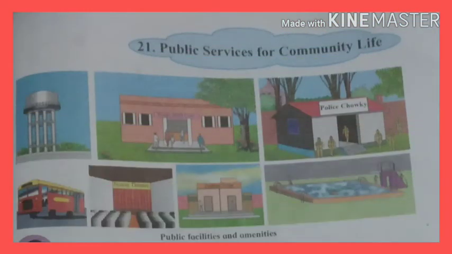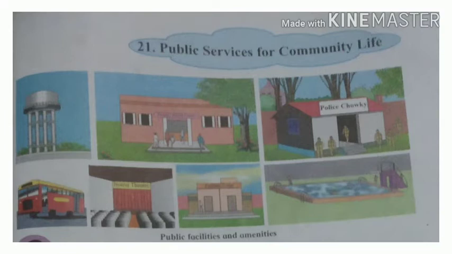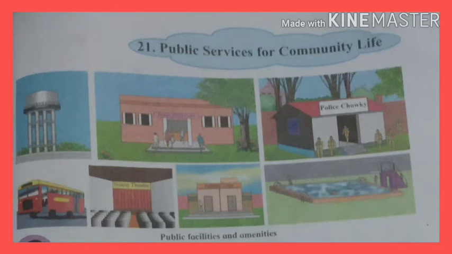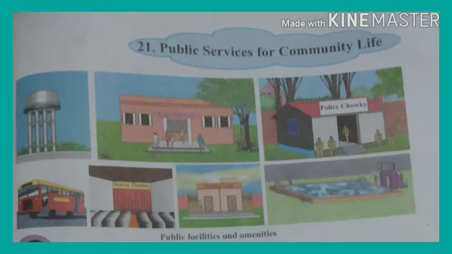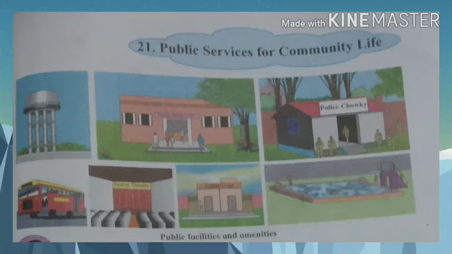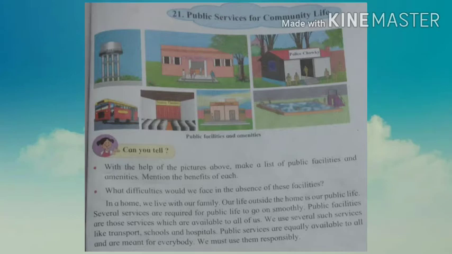Page number 123. Dear children, you see in the lesson public facilities and amenities. Pictures are also given. First is a water tank, then primary health center, police chowki, bus stand, theatre, toilet, and the last picture is a swimming pool. You see so many facilities in your surrounding area. Can you tell? With the help of the pictures above, make a list of public facilities and amenities. Mention the benefits of each.